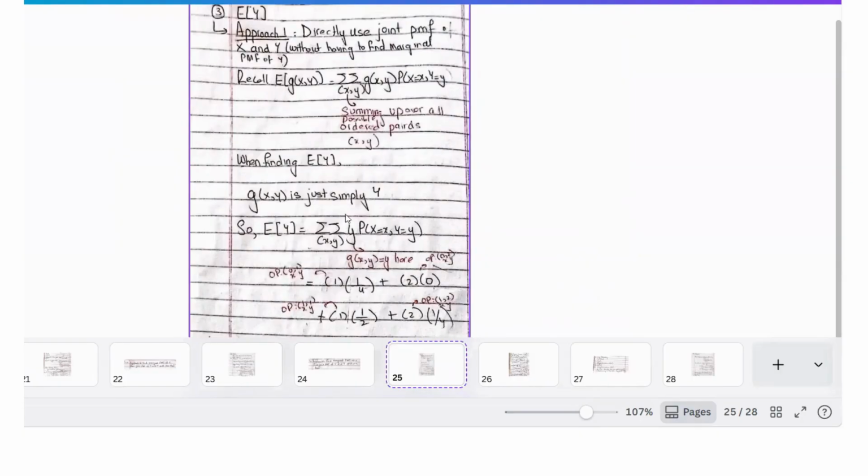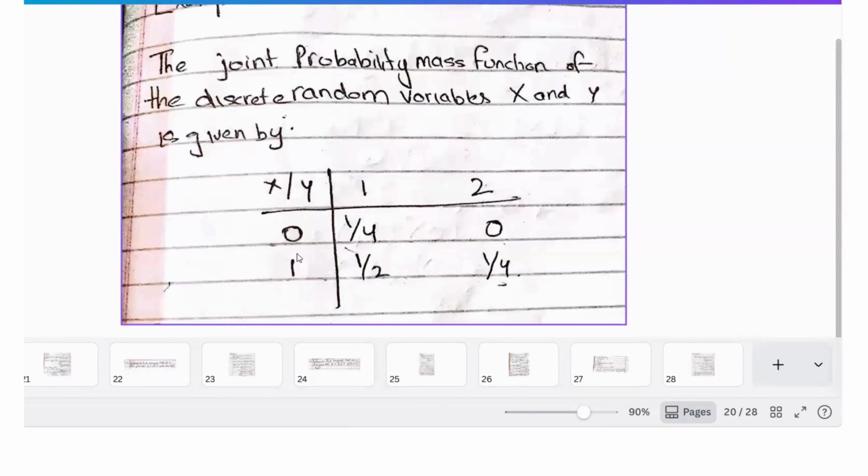So we just find y times the probability X is x and Y is y over all possible ordered pairs. And here all possible ordered pairs were X is 0, Y is 1; X is 0, Y is 2; X is 1, Y is 1; X is 1, Y is 2.